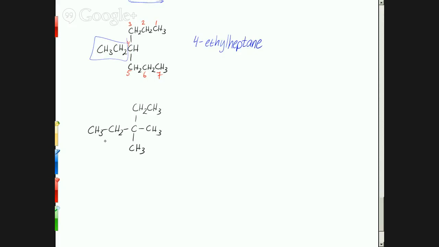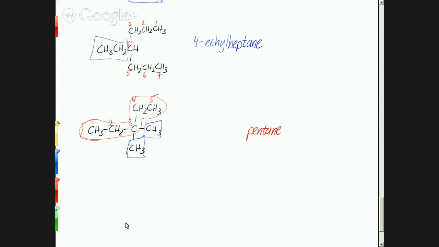Let's look at this again. When we number this, we find the longest chain is here. In this case, it doesn't matter where we start the numbering from, one side or the other, because the substituents are in the middle. So we can go 1, 2, 3, 4, 5, or we could have gone 1, 2, 3, 4, 5. Same thing. Either way we go, this makes it a pentane. Then the next question is what to do about these substituents. These are two separate substituents, right? They are not connected to each other.